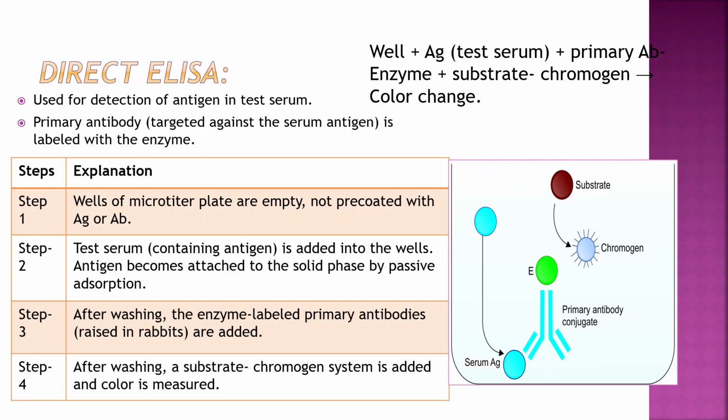Step 1, wells of the microtiter plate are empty, not pre-coated with the antigen or antibody. Step 2, test serum containing antigen is added into the wells. Antigen becomes attached to the solid phase by passive adsorption. Step 3, after washing, the enzyme labeled primary antibody raised in rabbits is added. Step 4, after washing, substrate chromogen system is added and the color is measured.